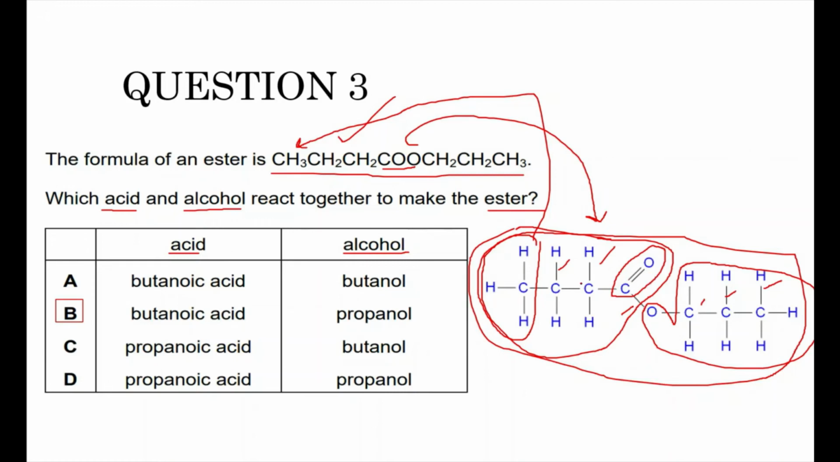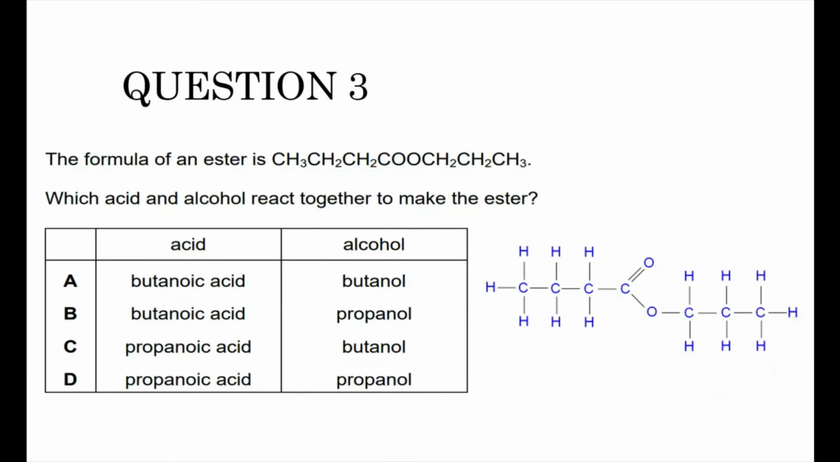Now let me remove this. Right, so CO is linked to this left side, so this whole will be the part of the acid. Now we have to count the carbon atoms here. 1, 2, 3, 4. There are 4 carbon atoms, and when there are 4 carbon atoms, it is butane. So the acid is butanoic acid. So C and D are eliminated, right?